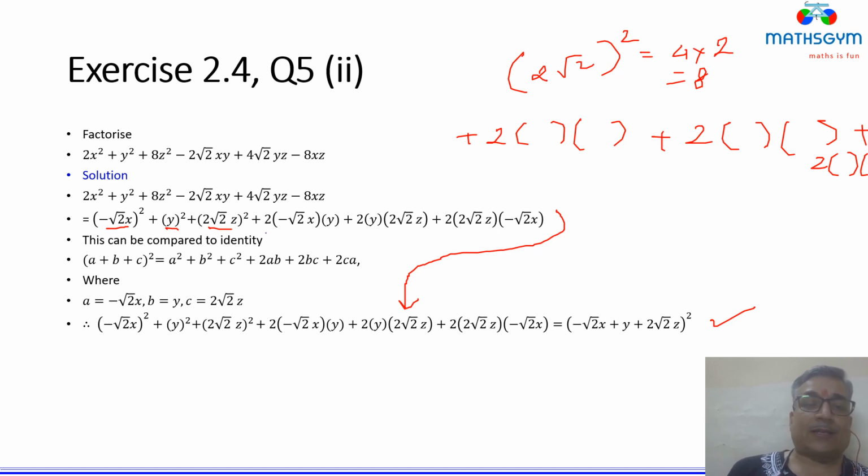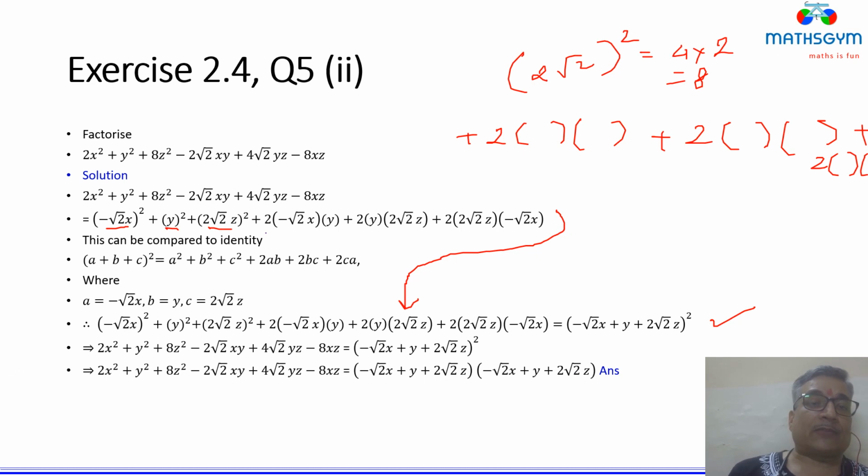We are one step away from the final answer. We replace the left hand side by the original question, which implies 2x square plus y square plus 8z square minus 2 root 2xy plus 4 root 2yz minus 8zx is equal to minus root 2x plus y plus 2 root 2 z whole square. And to write it in the factorized form, the right hand side can be written as first bracket minus root 2x plus y plus 2 root 2 z multiplied by second bracket minus root 2x plus y plus 2 root 2 z, because there was an exponent 2 here. So that's the final answer.